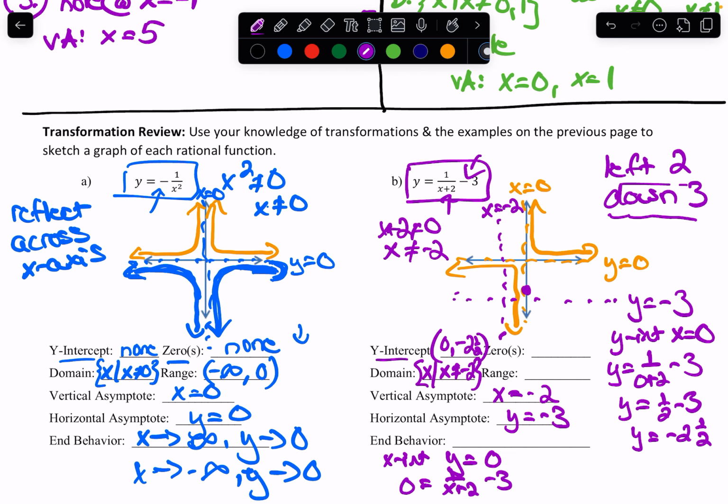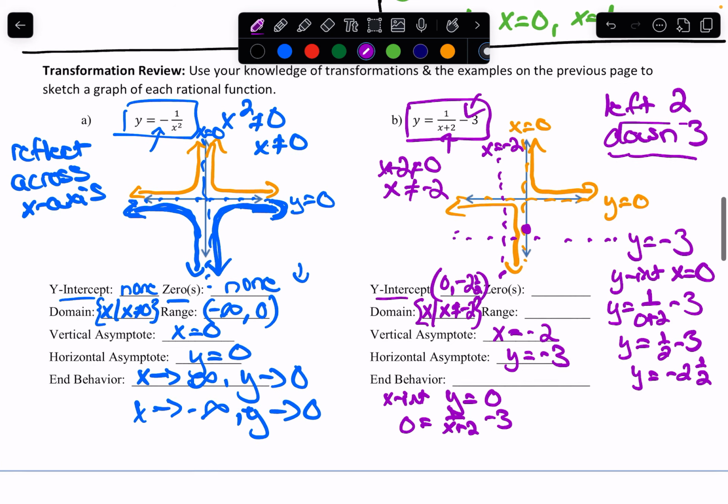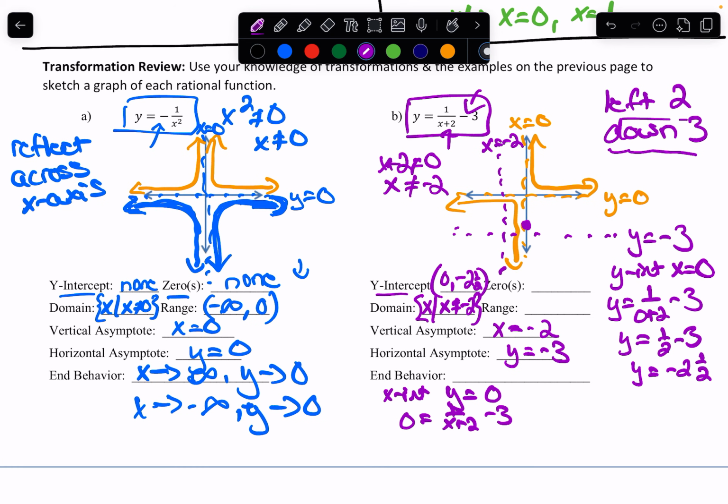I just want to check how much room I've got here. Okay. So we're going to add 3 to both sides. 3 equals 1 over x plus 2. Now, what I'm going to do, I'm going to take this over here and multiply by x plus 2 on both sides. So I get x plus 6 equals 1.